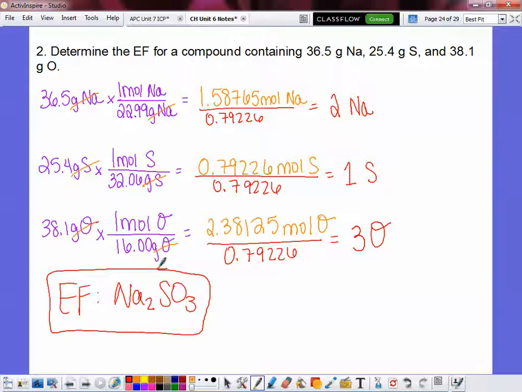Now, in terms of the order of the elements in the empirical formula, they're typically given to you in the problem in the order that you're going to use them or have them in the formula. But just be aware that if there's a metal in there, it's always going to be first, or typically will be first, because metals come first in ionic compounds.